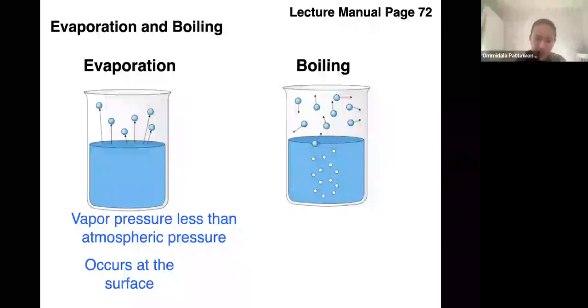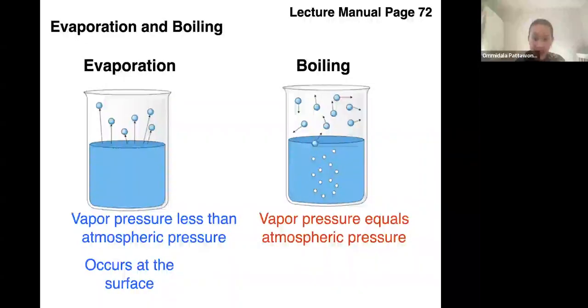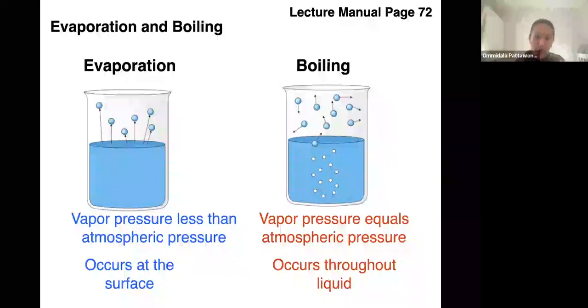But when we talk about boiling, this is when the vapor pressure of the gas above the liquid is actually equal to the atmospheric pressure. So that means boiling is going to depend on atmospheric pressure. It's going to occur throughout the liquid, so you are going to see the gas form inside the liquid as well.